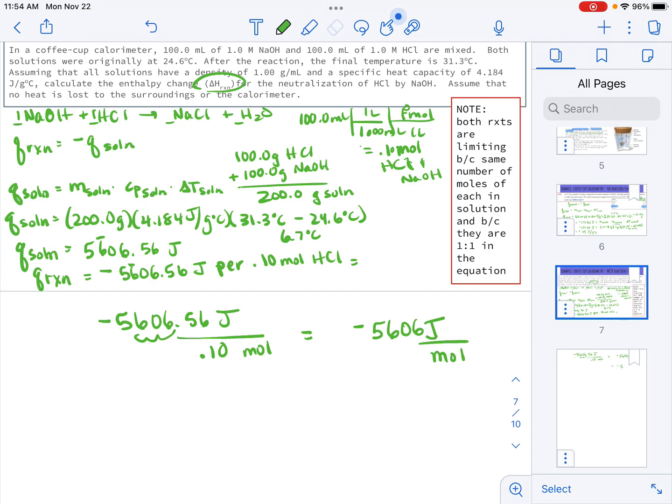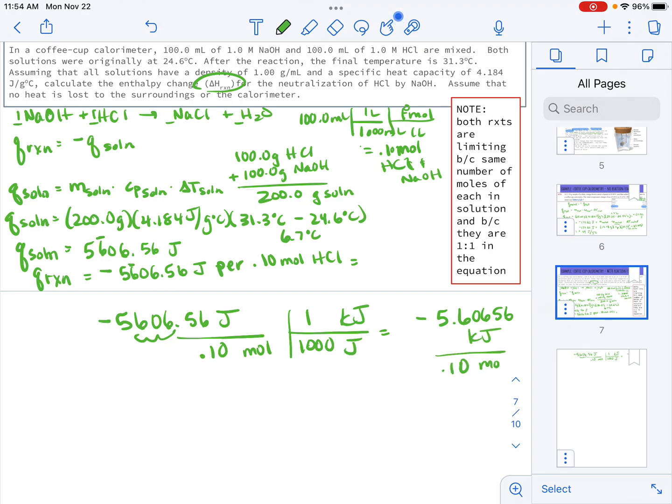let me back this up. Let me confuse you even less, okay? So I want to convert this from joules to kilojoules. Let's do that. Show my work. So this will be negative 5.60656 kilojoules per 0.10 moles. And when I divide that out, I get negative 56, 2 sig figs, kilojoules per mole.